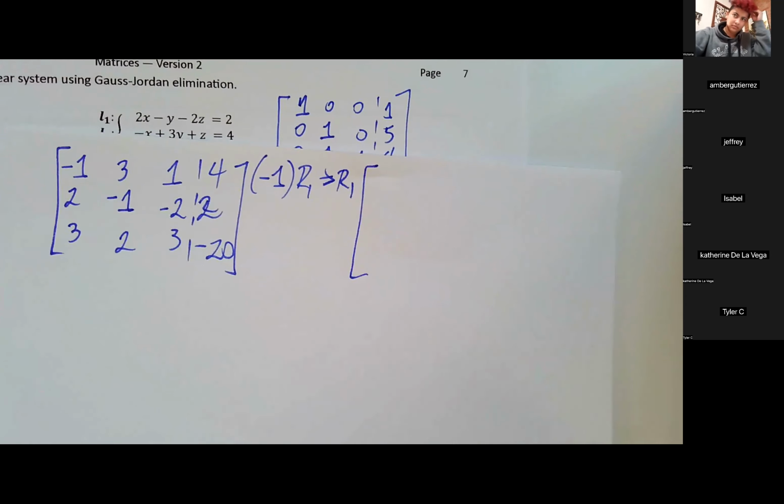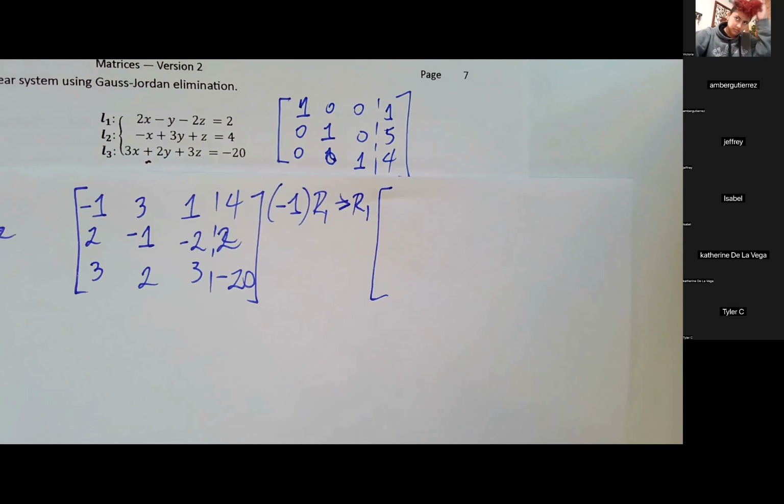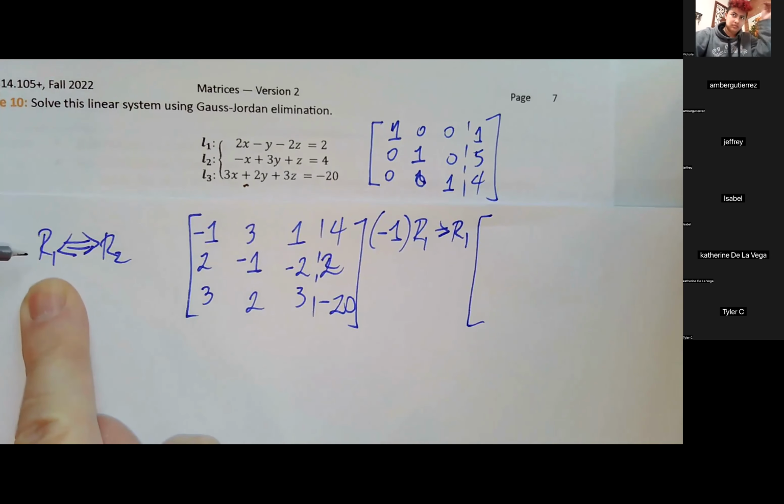How'd you get that matrix though? Oh, okay. So the first thing I did was switch row 1 and row 2. So the original matrix, thanks, Tyler, the original matrix was 2, -1, -2, 2, -1, 3, 1, 4, and 3, 2, 3, -20. And then I switched row 1 and row 2.